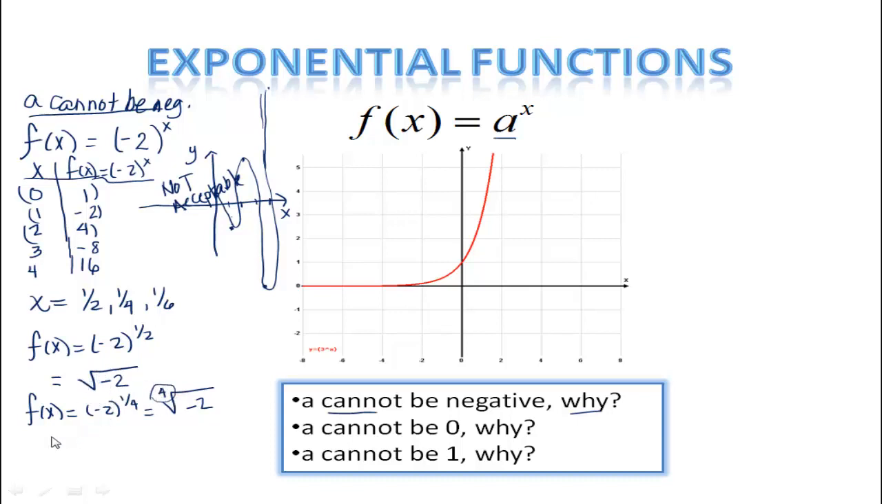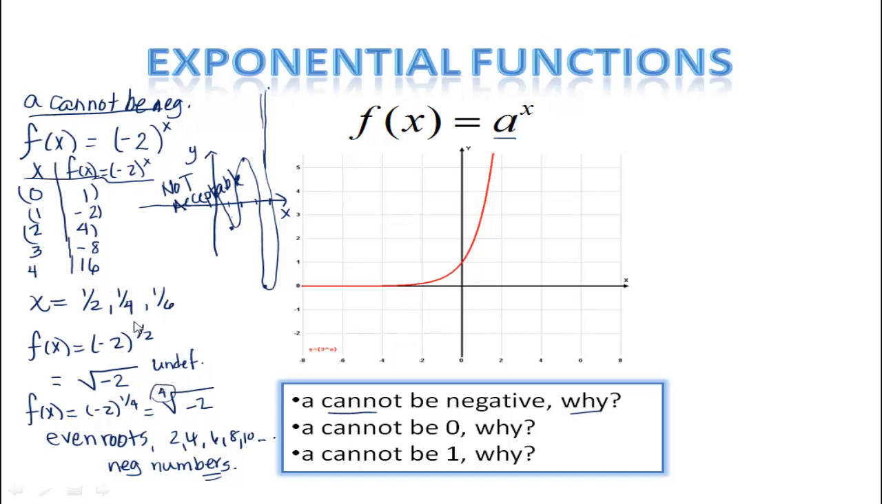So we cannot have even roots. Even roots, which are 2, 4, 6, 8, 10, etc., we cannot have negative numbers when we have even roots. Because whenever x becomes a half, this will be undefined in the real number system. That will be a hole in the graph.